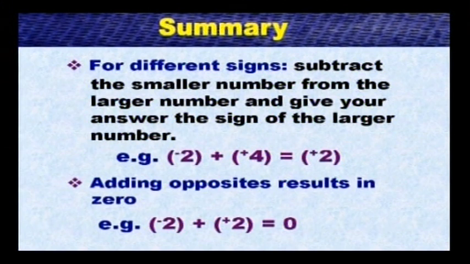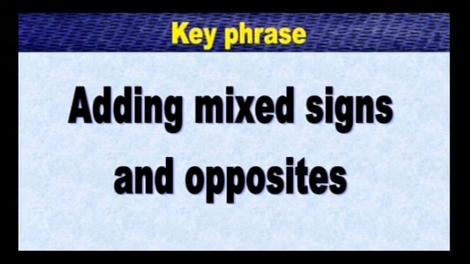Adding opposites results in 0. So if you add opposite numbers, the answer is 0. For example, negative 2 plus positive 2 is equal to 0. That's what adding opposites means. When you add two opposite numbers, the result is 0. Our key phrase for today is adding mixed signs and opposites.